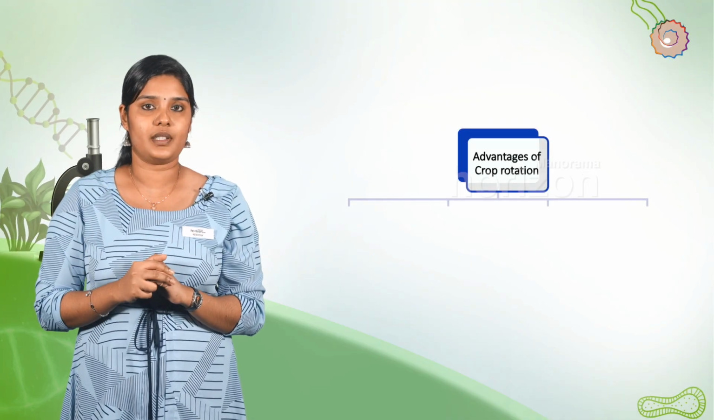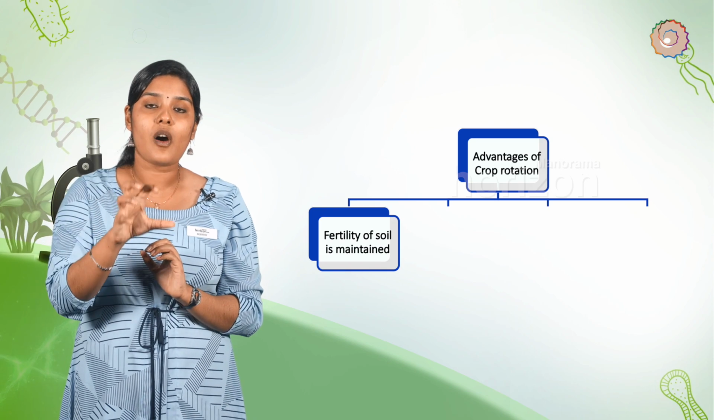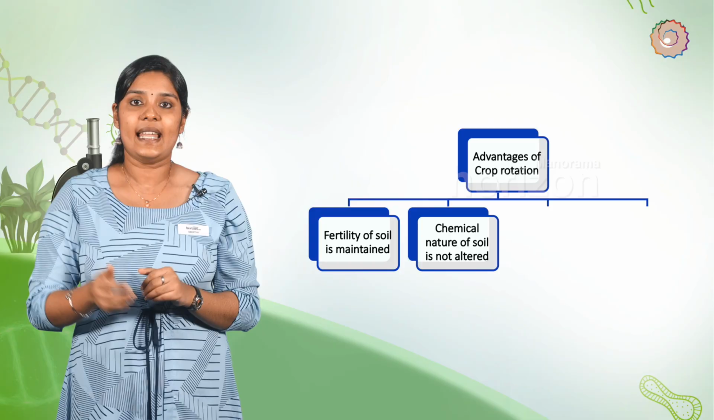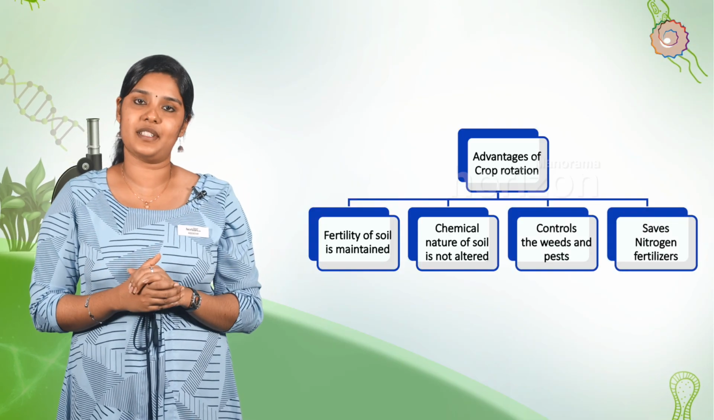Advantages of crop rotation. Fertility of soil is maintained for a longer period. The chemical nature of soil is not altered. It helps in weed and pest control. It saves a lot of nitrogen fertilizers.